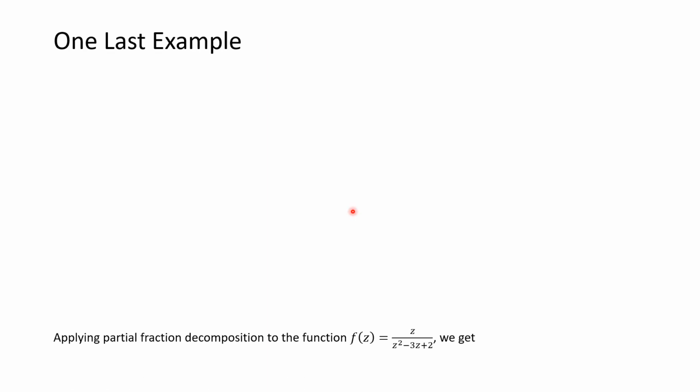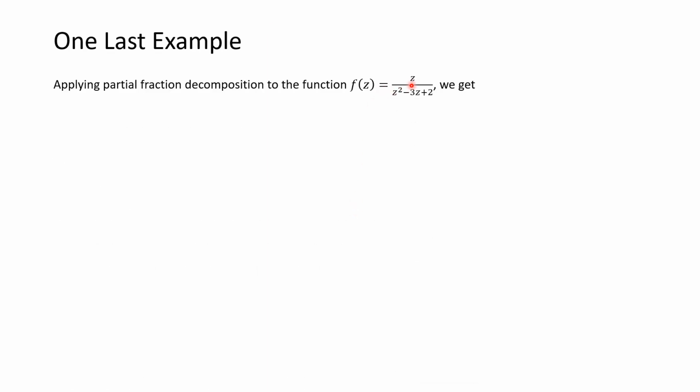For our final example, we're going to look at this function here, f of z equals z over z squared minus 3z plus 2. We can divide it into partial fractions. We first factor the denominator and then write it as partial fractions. I left out the details on that. You can easily check, though, that when you subtract these two and get a common denominator, you come back to this.